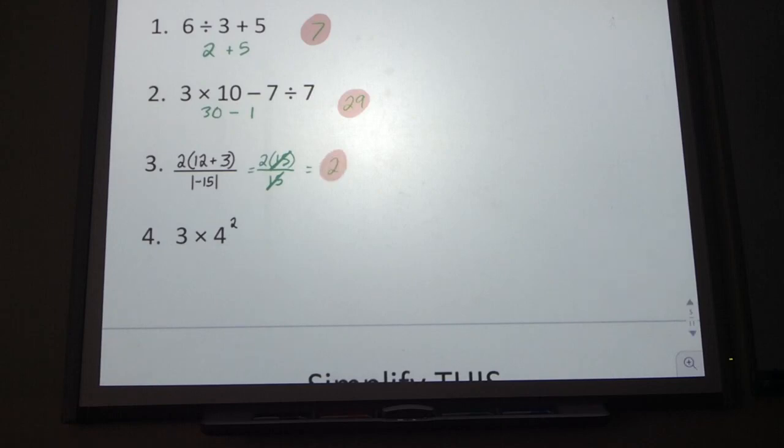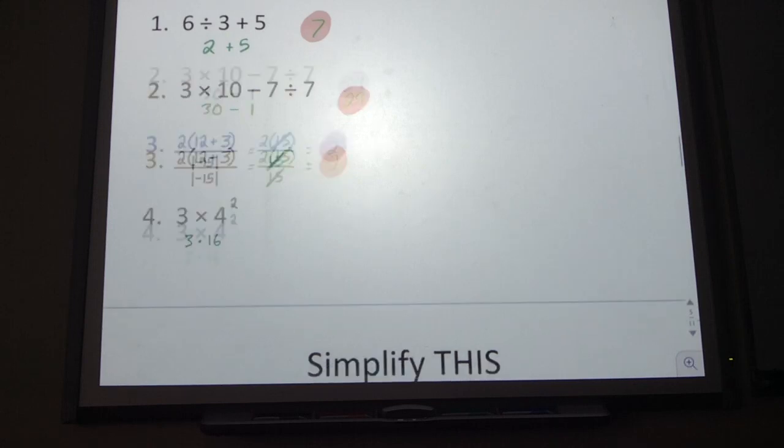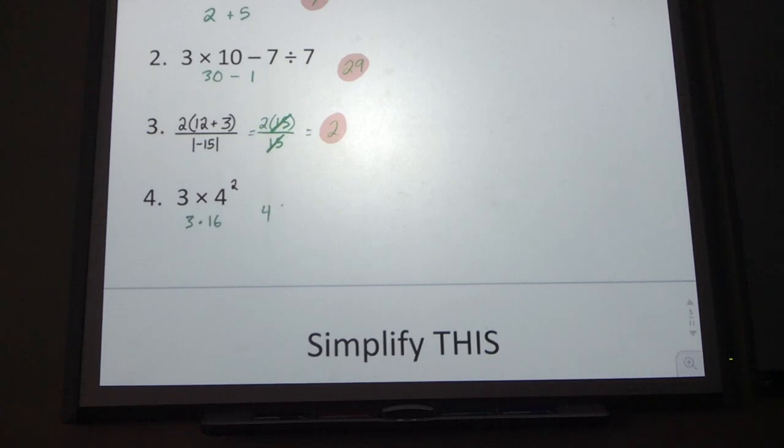Last one, exponents come first, so 3 just gets left alone, multiplied by 16. What's 3 times 16? 48. Okay, again, I know a lot of this is a reminder. You just have to go over it to make sure that it's still there, still in your head.